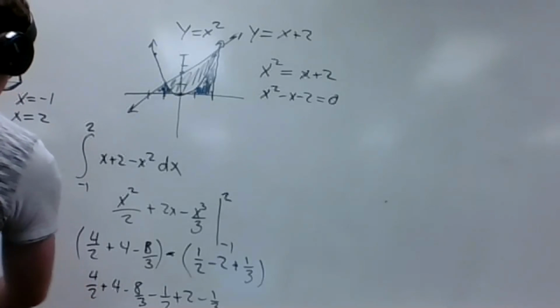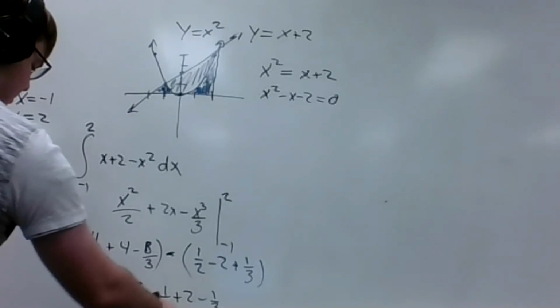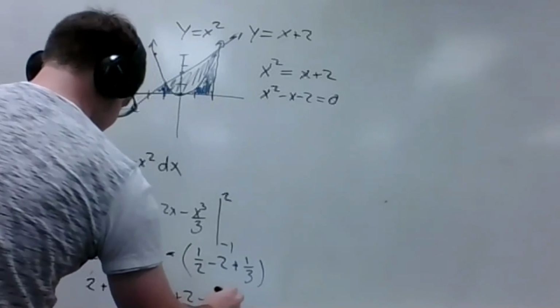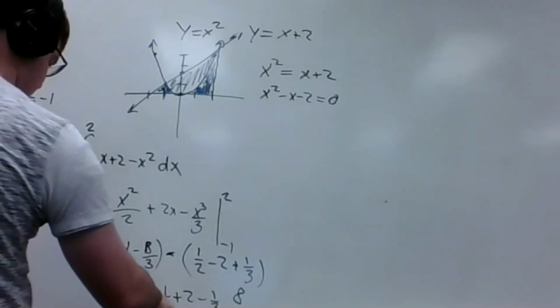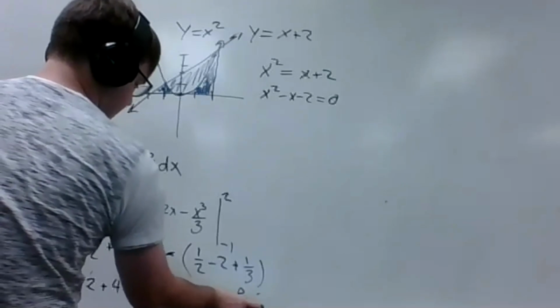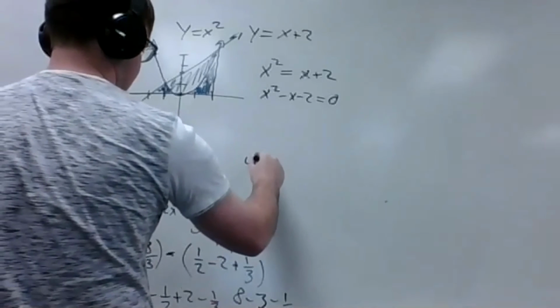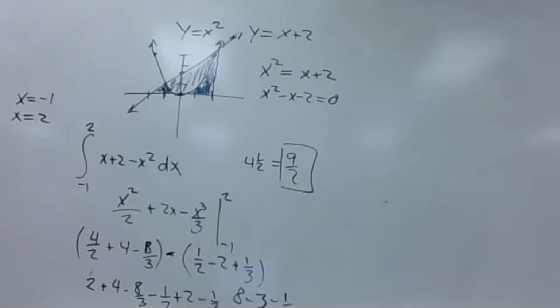And so this is just 2. We'll rewrite this as 2. So that's 6, 8. So we have 8. And then this becomes minus 9/3, which is just 3. Minus 1/2. So we end up with 5 and 1/2 plus... 4 and 1/2, which is equal to 9/2. So you able to follow that?